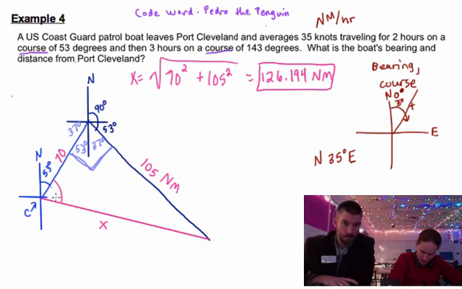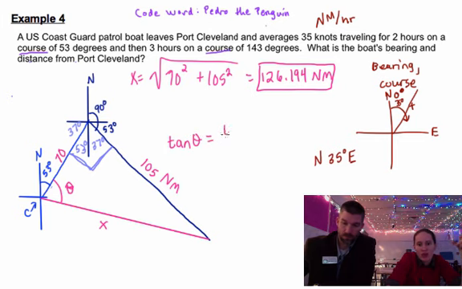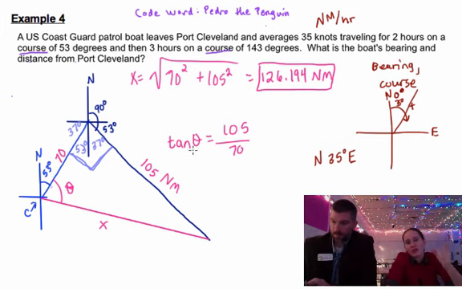Yeah, 53 plus this angle gets our bearing. So this is the angle we're trying to find. We know all the sides, but we originally knew opposite and adjacent, so just in case we screwed this up, we should use tangent. We don't know the angle. Opposite is 105 over adjacent, which is 70. If you don't know the angle, you use inverse tangent to find the angle.